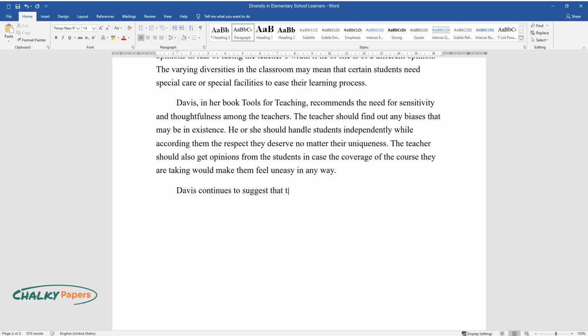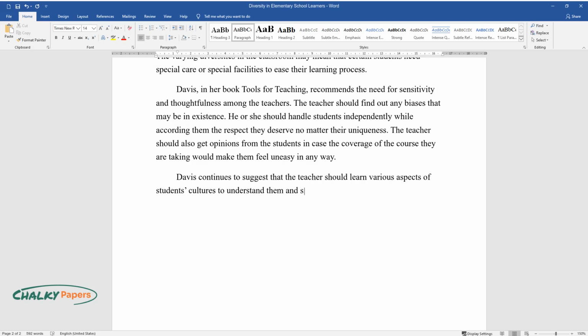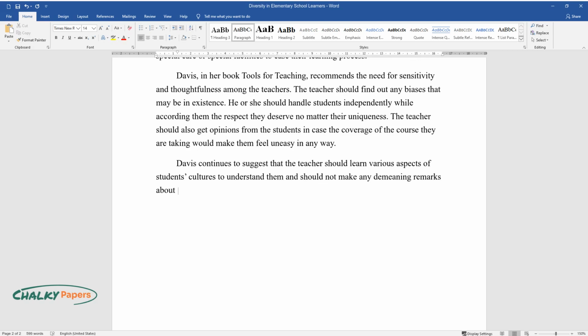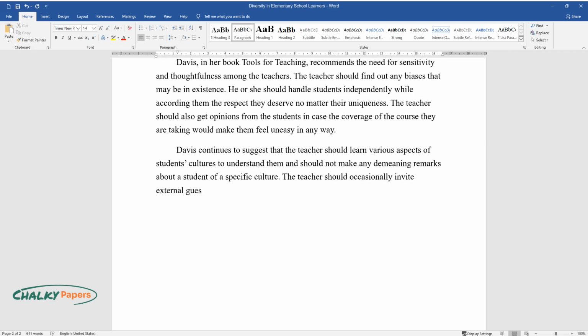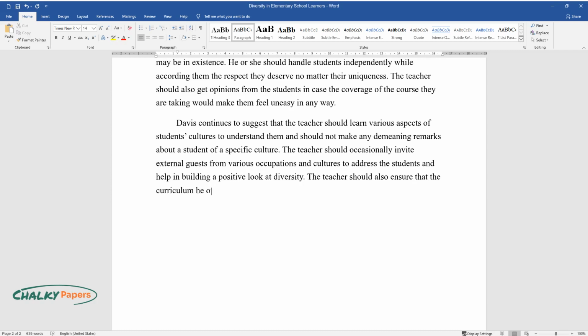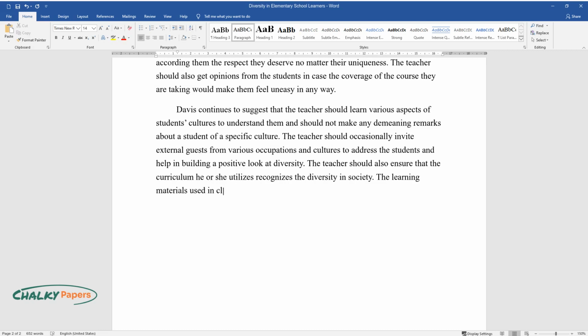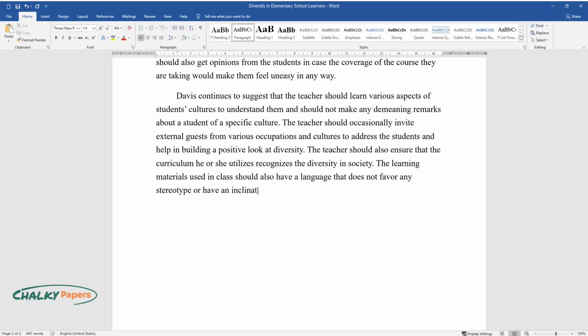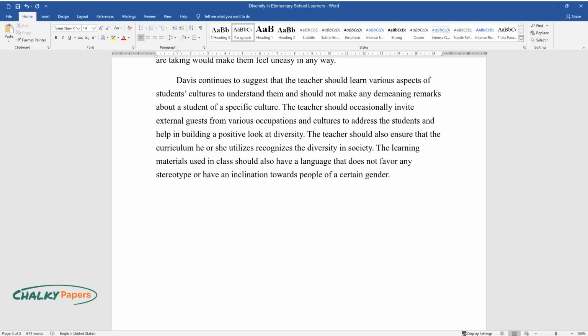Davis continues to suggest that the teacher should learn various aspects of students' cultures to understand them and should not make any demeaning remarks about a student of a specific culture. The teacher should occasionally invite external guests from various occupations and cultures to address the students and help in building a positive look at diversity. The teacher should also ensure that the curriculum he or she utilizes recognizes the diversity in society. The learning materials used in class should also have a language that does not favor any stereotype or have an inclination towards people of a certain gender.